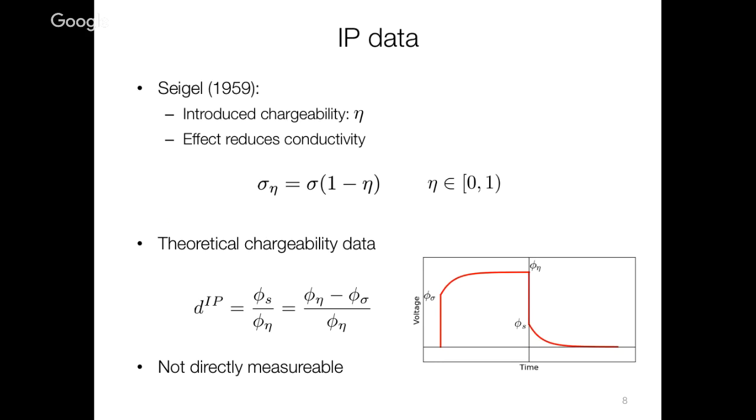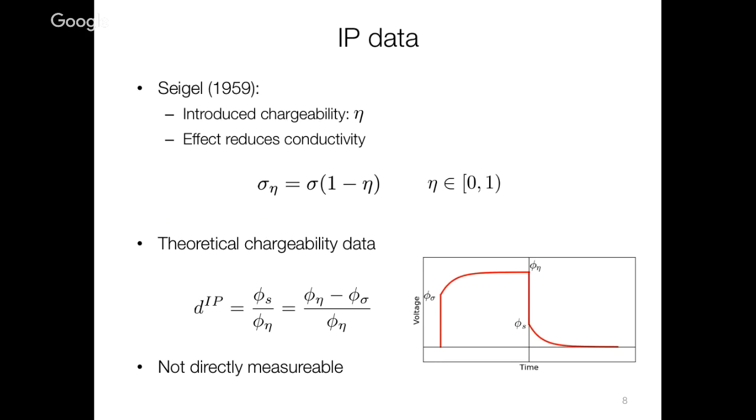So what's the IP datum? Well, Siegel in 1959 introduced something called chargeability, eta. And basically its effect is to reduce the electrical conductivity by a certain amount. So eta, theoretical, varies between 0 and 1. And if the material is chargeable with some particular value in here, then its effective conductivity is reduced.